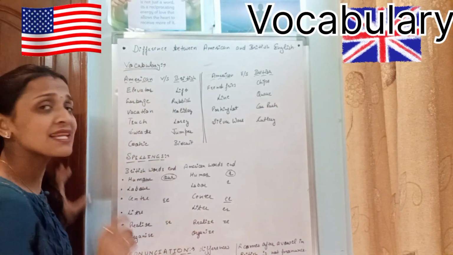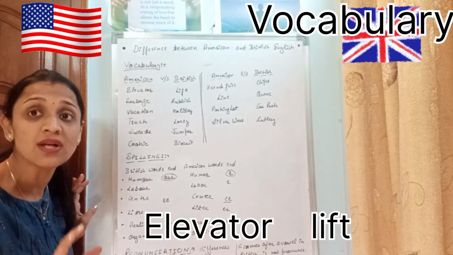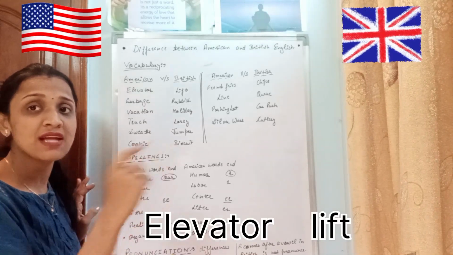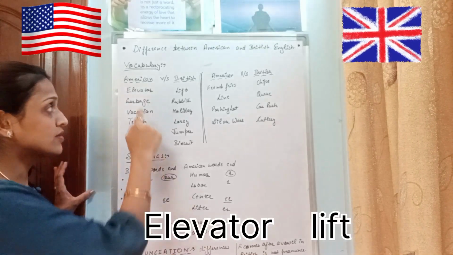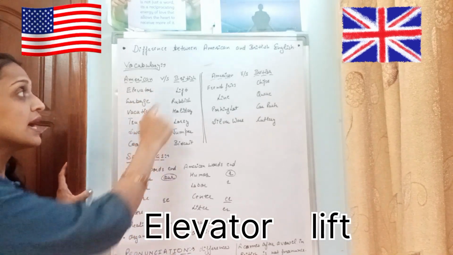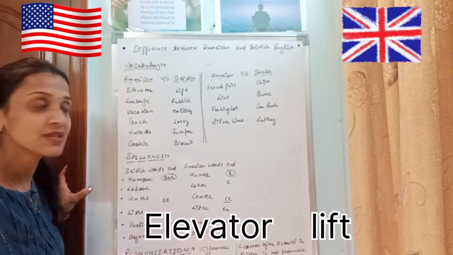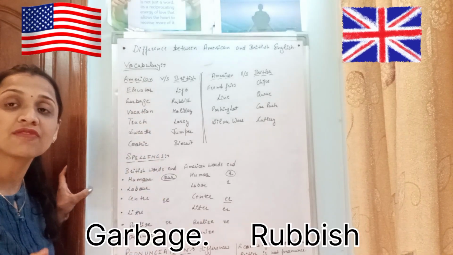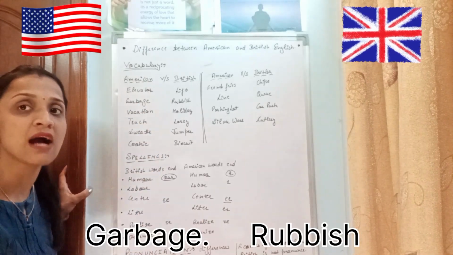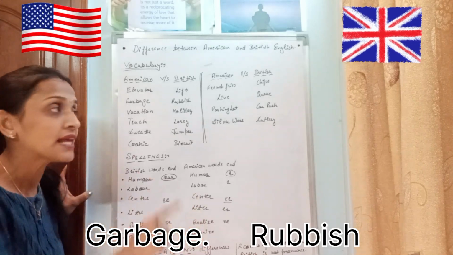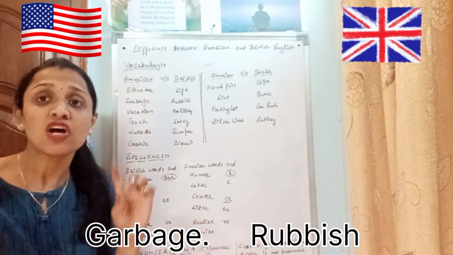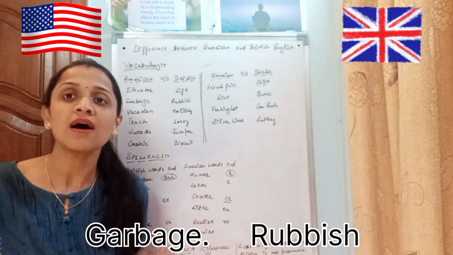The first one in American English is called elevator. We're gonna take the elevator. And in the British, it's used lift. Can we take the lift? Okay. In the next one, we use garbage. Throw the garbage in the bin. In the British, it is used rubbish. Throw the rubbish into the bin.